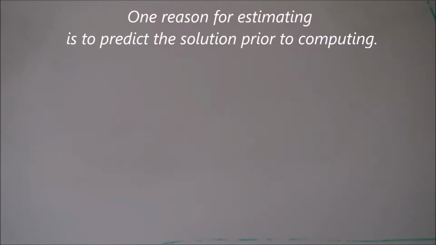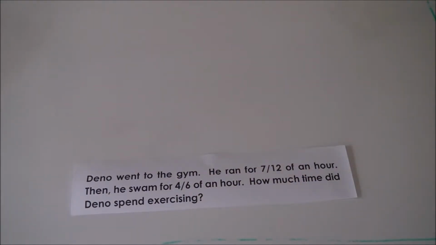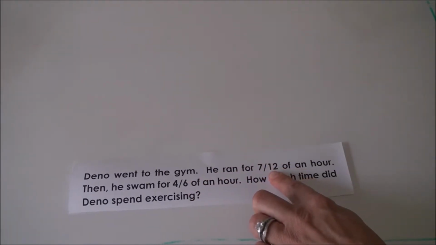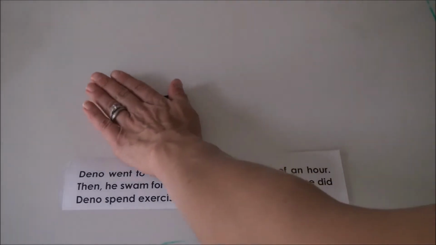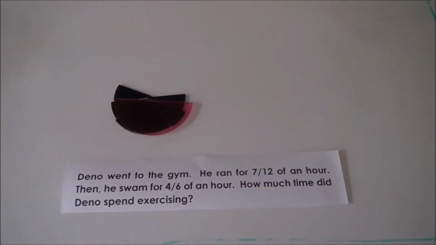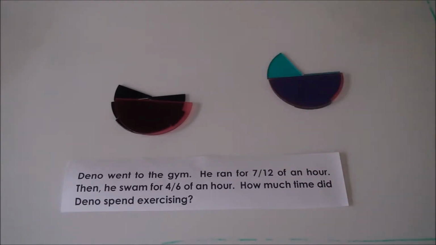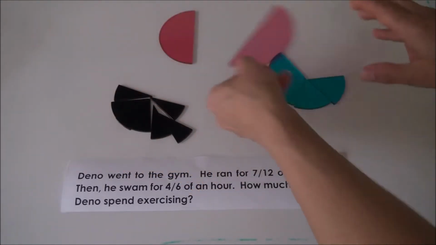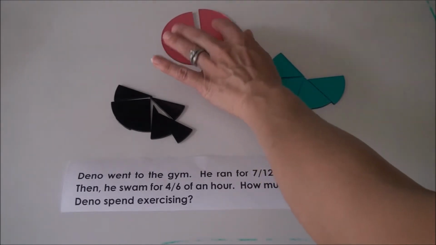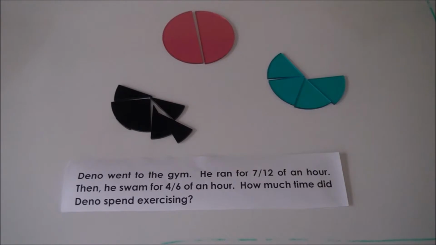One reason fifth graders estimate using benchmark numbers is to predict the solution prior to adding or subtracting fractions. Let's predict the solution to this problem here. Here we know we are adding 7/12 plus 4/6. We know 7/12 is just a little bit more than 1/2. We also know that 4/6 is just a little more than 1/2. Therefore, we can estimate that this problem is about 1/2 plus 1/2, or a little more than 1/2 plus 1/2, which is a little bigger than 1.